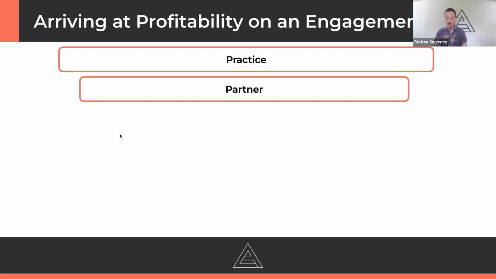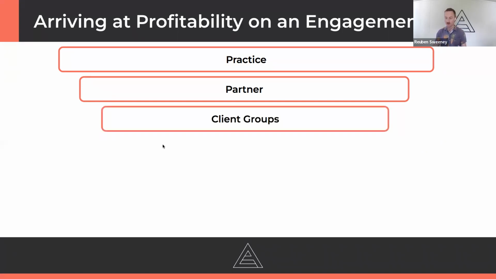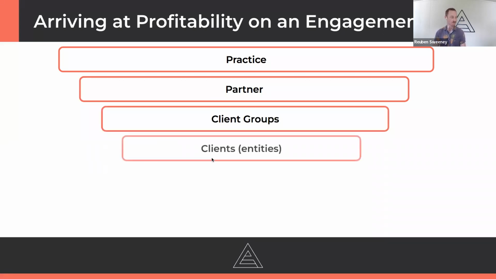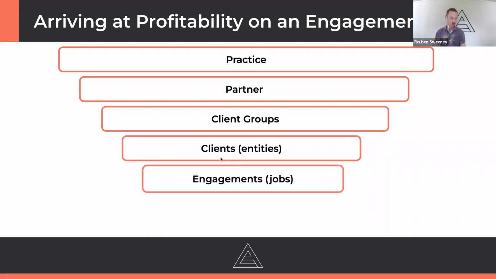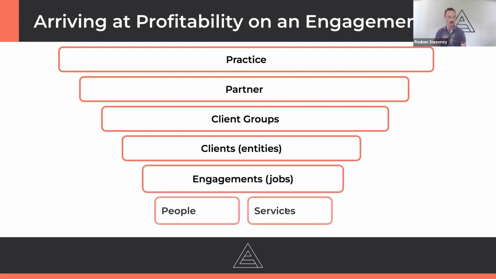So profitability by partner feeds into profitability by client group. The partner is responsible for a series of client relationships. Client groups are made up of clients or entities. Entities have a bunch of engagements, or a single engagement perhaps, and engagements have people and services. So we're talking at this engagement level here, but I just want to paint a picture of how that all builds up and breaks down.